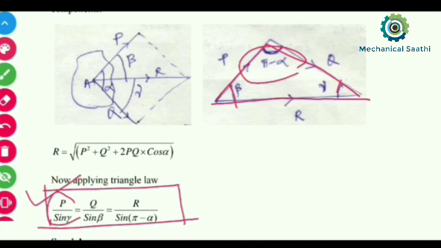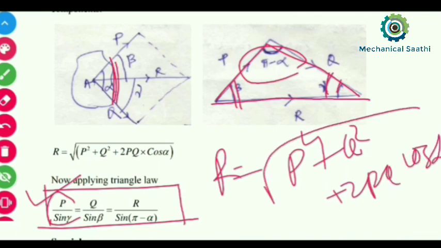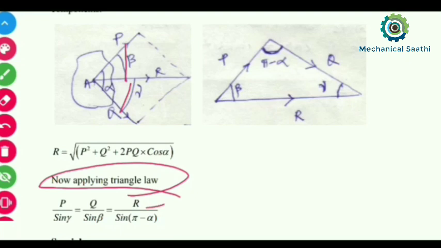If this single angle is given, then we can put that formula which we derived now, that r will be equal to the square root of p square plus q square plus 2pq cos alpha. And if these two angles are also given, that is beta and gamma, then we can put the sine law, and we can find out the value of the resultant or any other forces also.